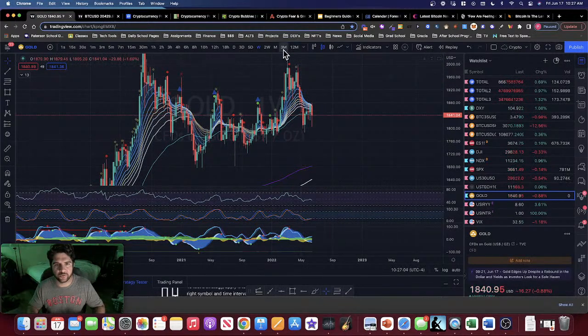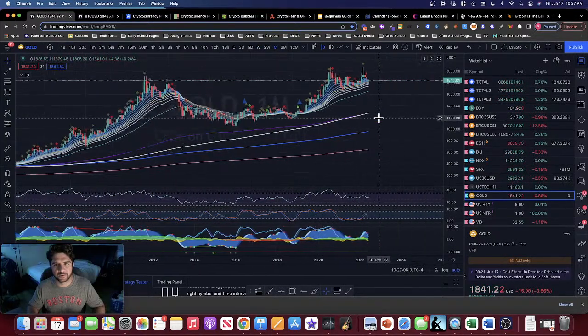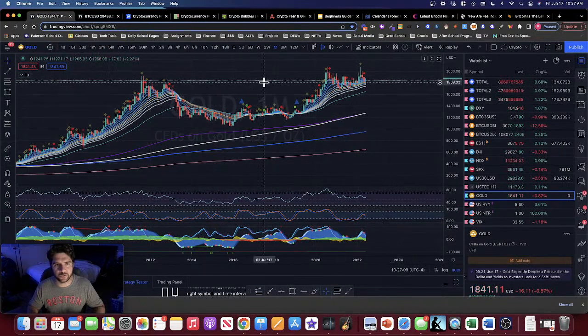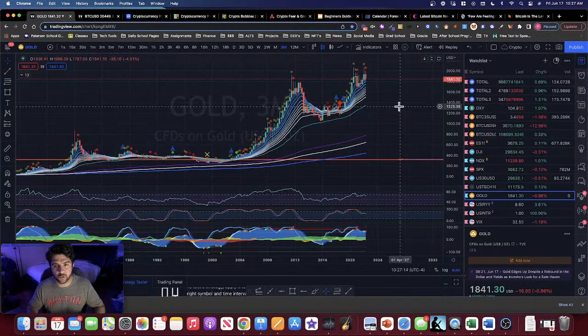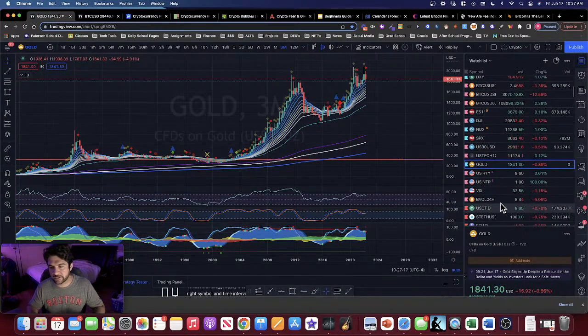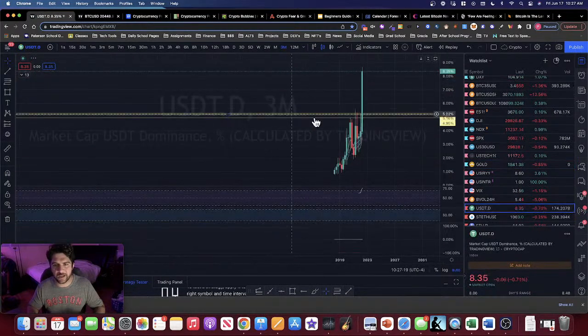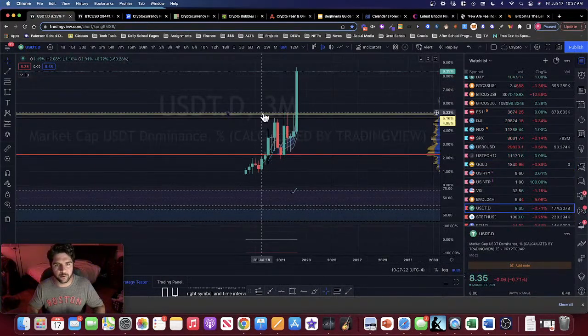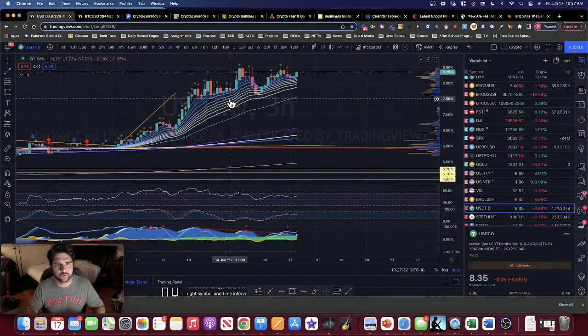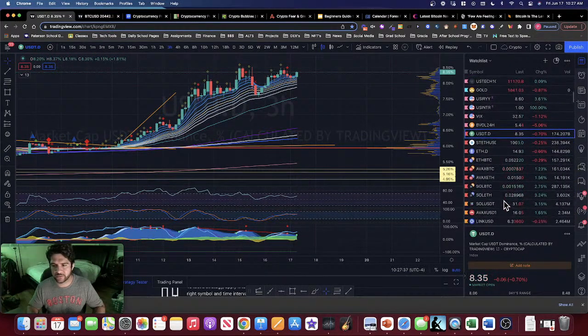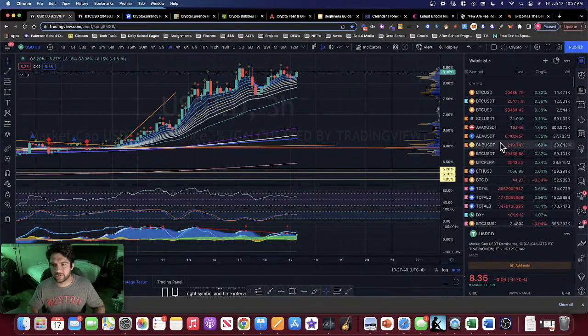So that's no bueno for anything. But gold has been in an uptrend for the most part. Gold chart looks better than Bitcoin, I'll tell you that. USDT dominance is an absolute parabola over the last 3 months. All right, just heading straight up. It looks like we're getting a little pump out of the USDT dominance. So that's no bueno.